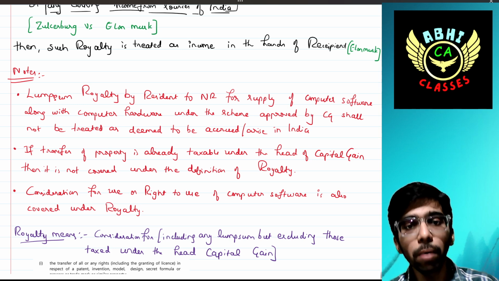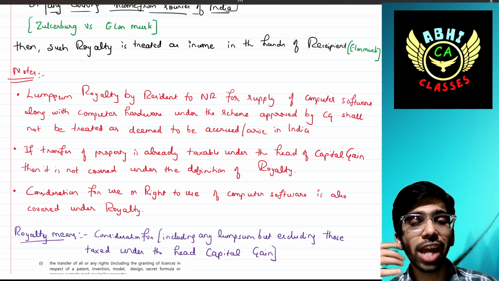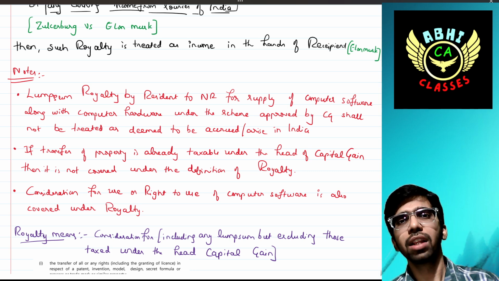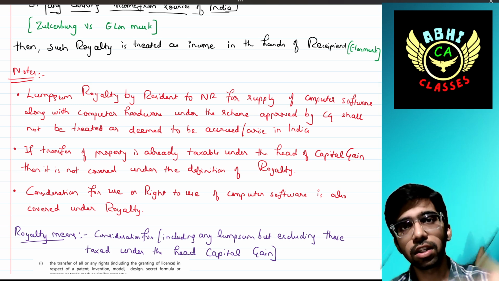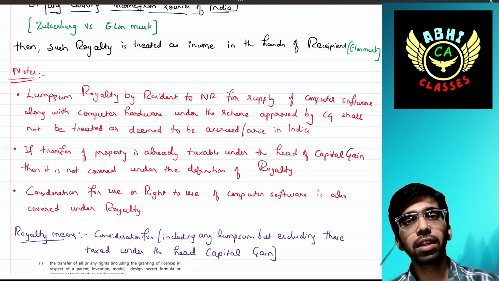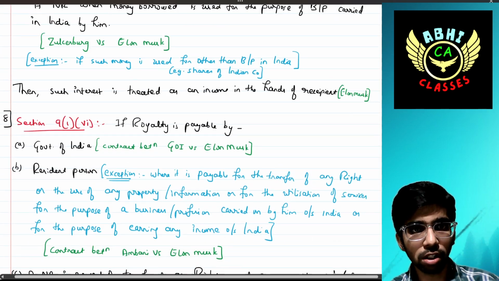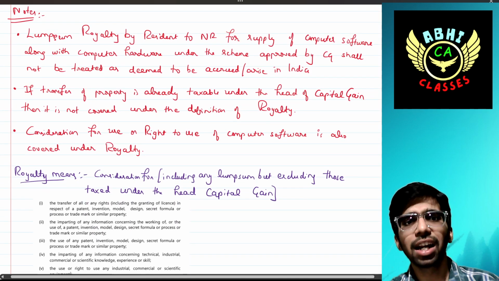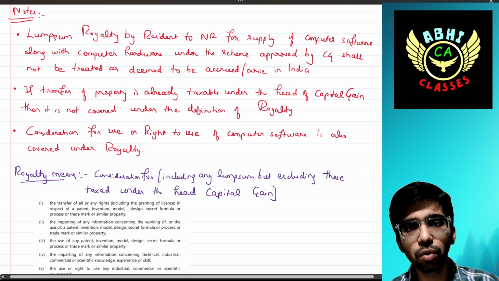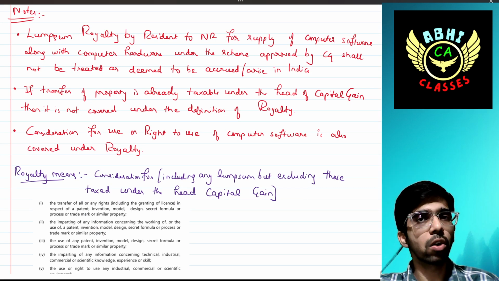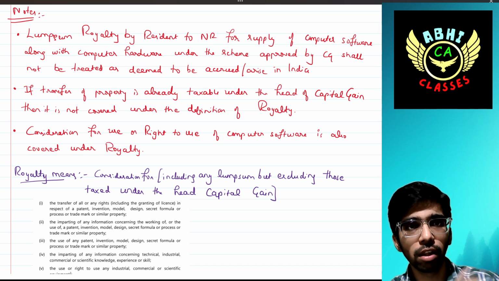If transfer of property is already taxable under the head of capital gain, then it is not covered again under the definition of royalty. If it is covered under the head of capital gain, which we will discuss in the upcoming chapters, then the same amount will not be treated again as income under section 9 subsection 1 subclause 4. Then consideration for use or right to use of computer software is also covered under royalty. But if it is approved by the central government, then it should not be treated as income. That is the first note.